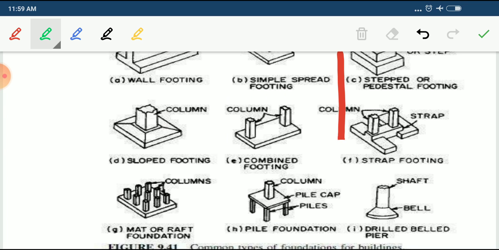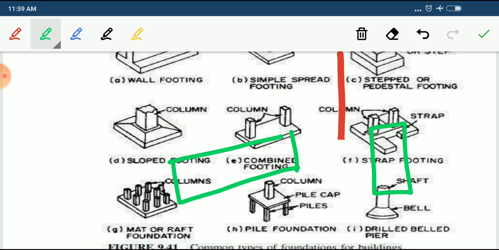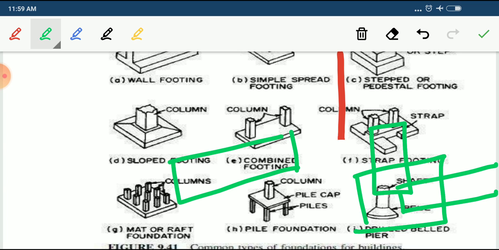Strap footing. Strap footing means the two footings are connected by a beam. These two footings are connected by one beam, that is called strap footing. Usually what happens, sometimes the column is at the edge of the building. At that time it is not possible to provide the rectangular footing, means at that time you have to go for eccentric footing. So at that point you have to go with the strap footing.